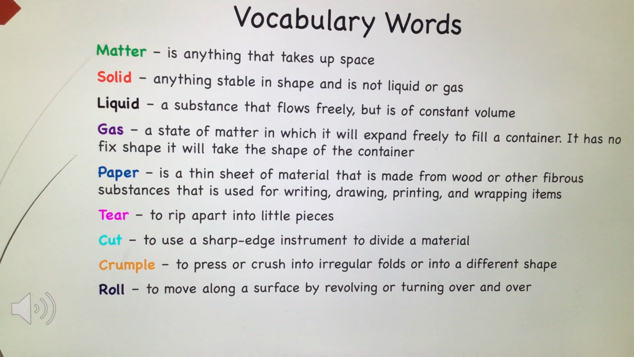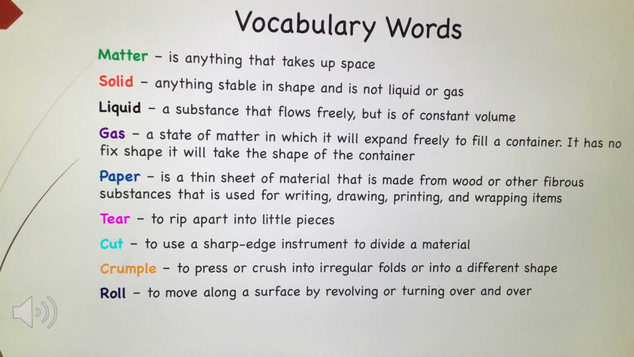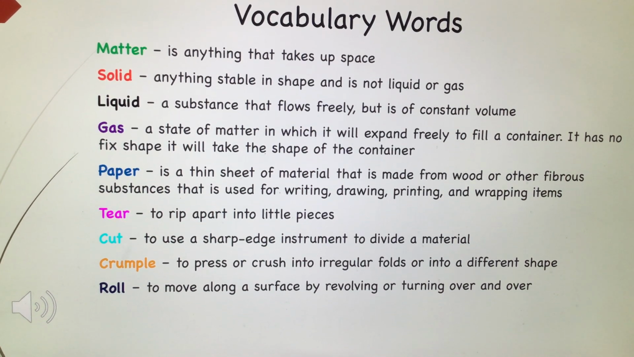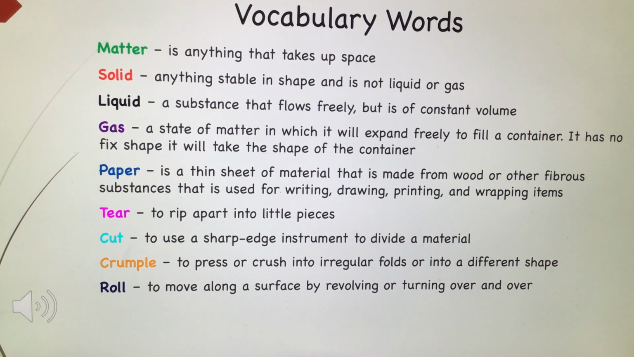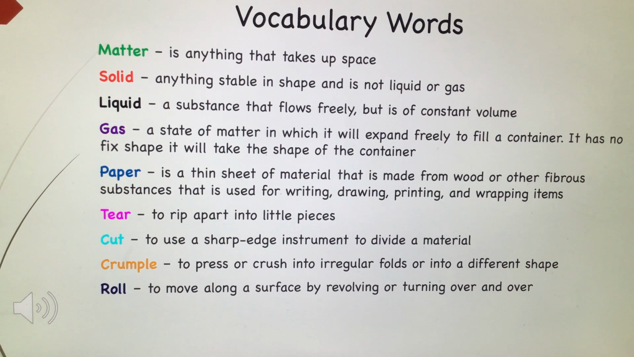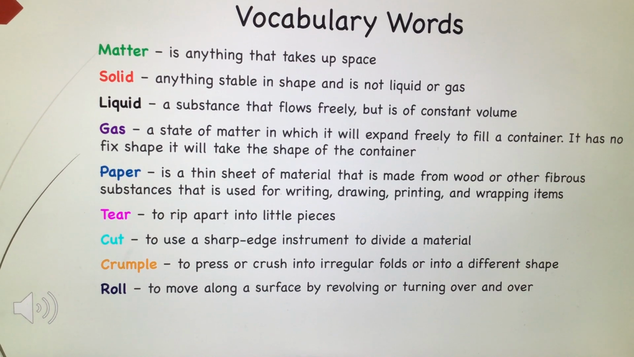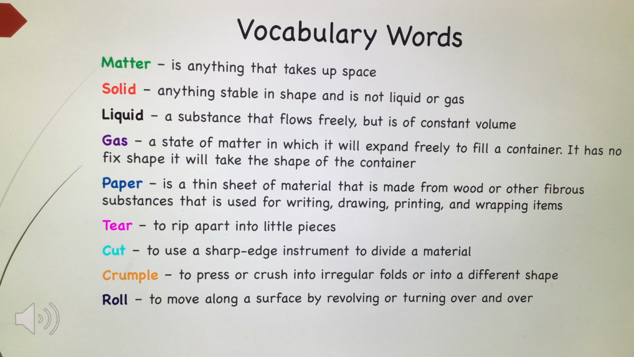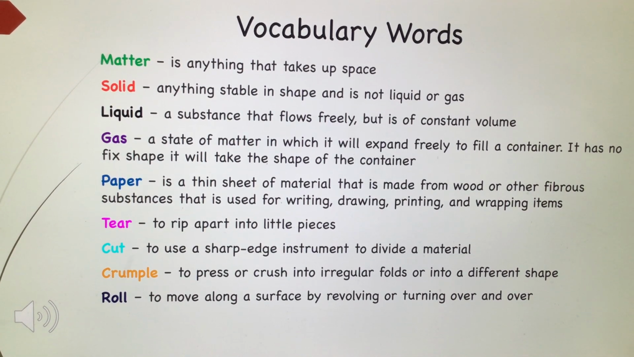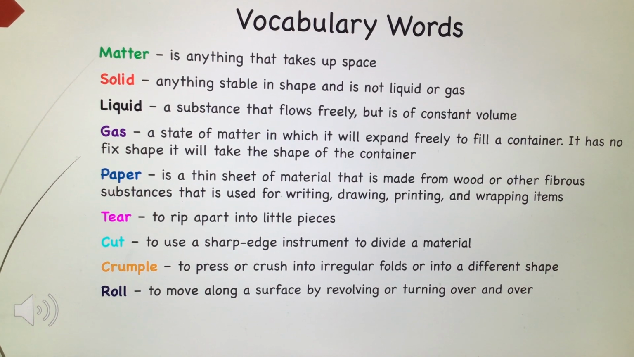The second state of matter is liquid. Liquid is a substance that flows freely, but is of constant value. The next one is gas. Gas is a state of matter in which it will expand freely to fill a container, and it has no fixed shape. It will take the shape of the container. Then we have paper. Paper is a thin sheet of material that is made from wood or other fibrous substances or plant-like substances that is used for writing, drawing, printing, and wrapping items.